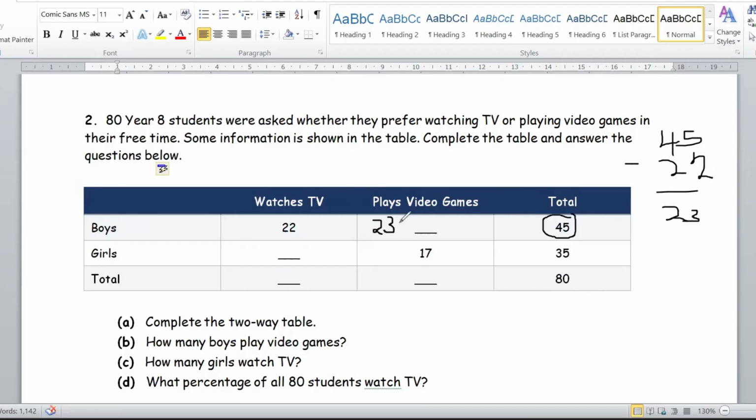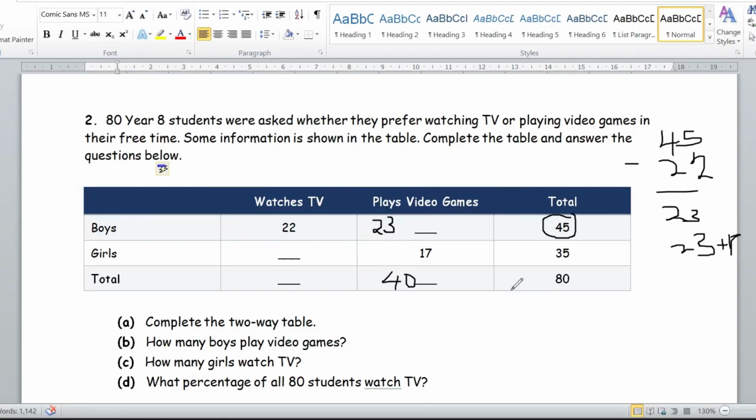And then we have a value for this, but if you look at this column, this is vacant, and the last row here is the total. So all we need to do is add these two up. If we add 23 plus 17, that should give us 40. So we have 40.